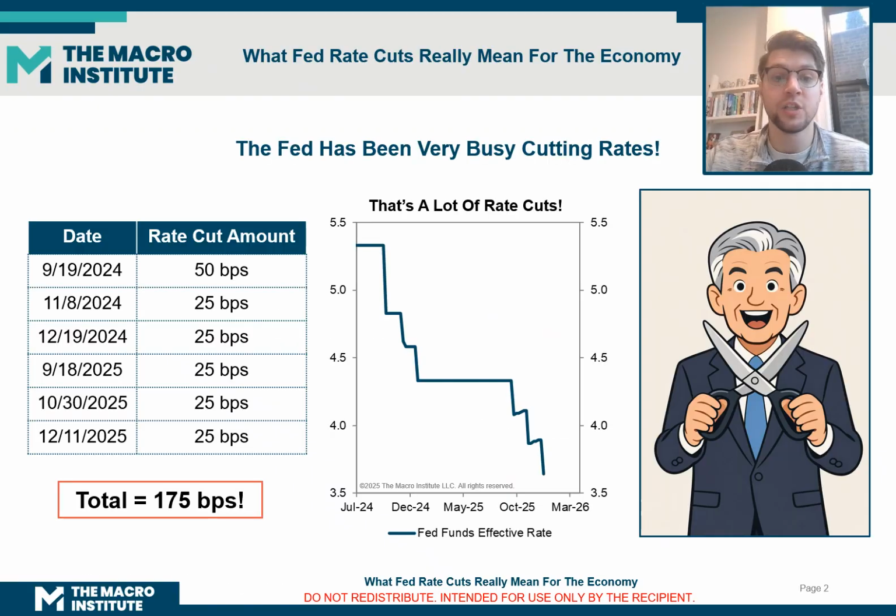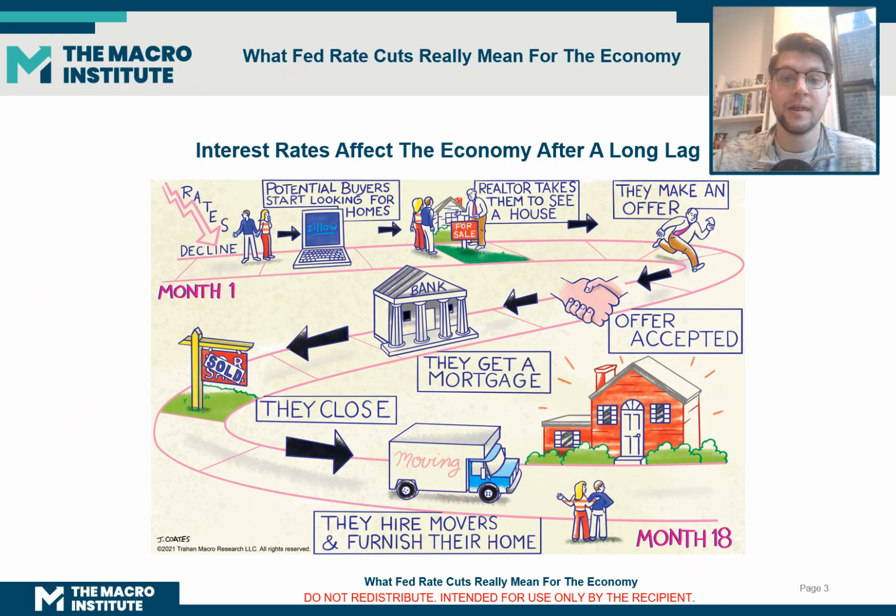So, as I mentioned, the Fed has been very, very busy cutting rates. In fact, over the last 15 months, we've had 175 basis points worth of cuts. That is very, very aggressive. It started last fall in September with 50 basis points, and since then we've had a bunch of smaller 25 basis point cuts. The main thing to realize is that interest rates affect the economy with a long lag. We like to say generally around 18 months.